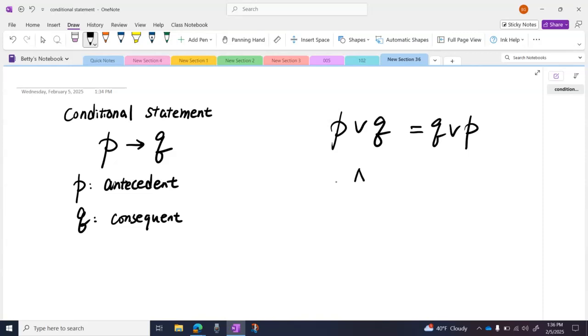In a conjunction, it also doesn't matter to switch the order of the two pieces. P and Q, Q and P mean the same conjunction. However, in a conditional, the two pieces play different roles. The order of the two pieces in a conditional cannot be randomly switched. We have to be very careful.